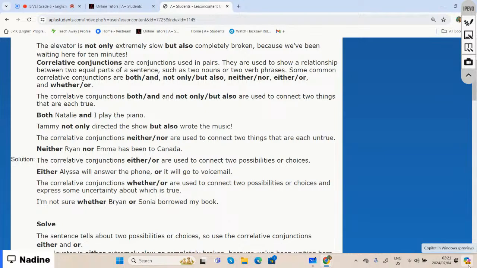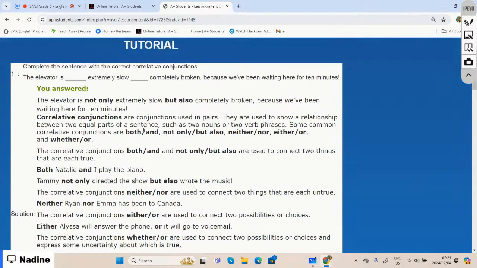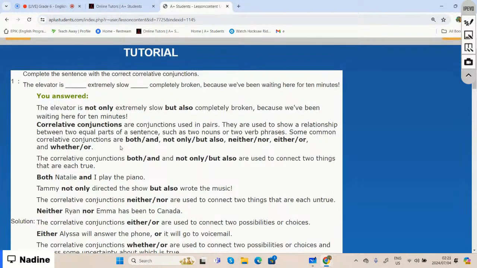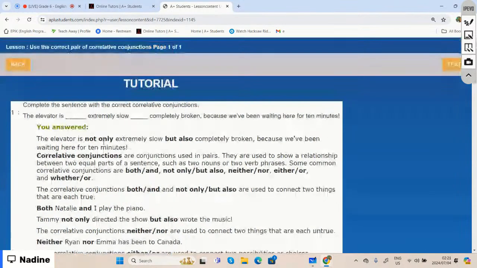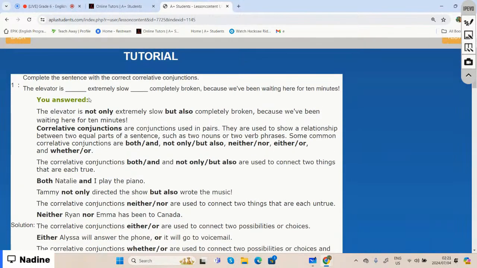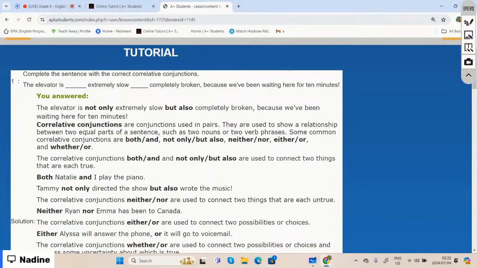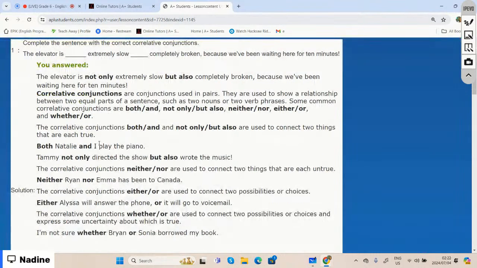All right, so now we're going to look at an activity where we're going to use the correct pair of correlative conjunctions, right? It says we need to complete the sentence with the correct correlative conjunction by using words like not only but also, both or and, neither nor, either or, whether or.